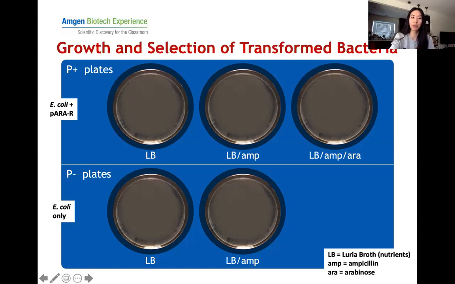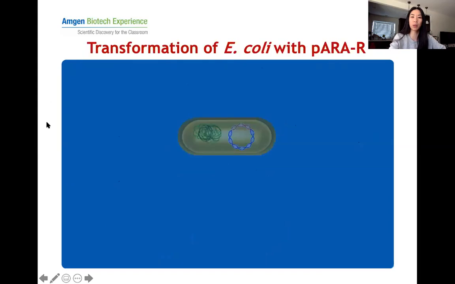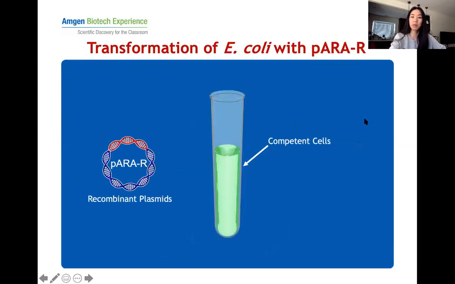This top row we call P plus plates. The P stands for plasmid. So on these top plates, we're going to add in the E. coli that got mixed with pARAR. Really, if we go back to this animation, we're trying to grow all the bacteria that got mixed with plasmids. Some of them will have the plasmid, some of them won't.